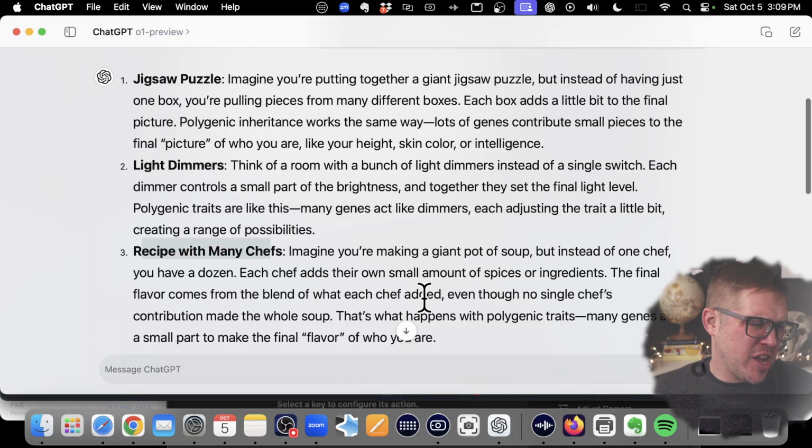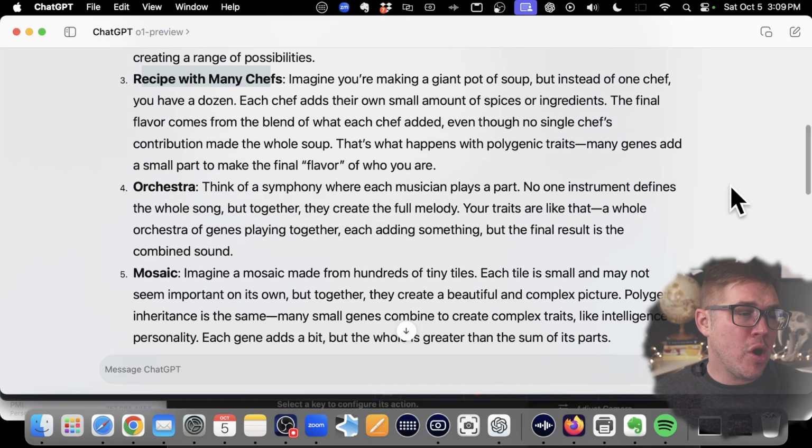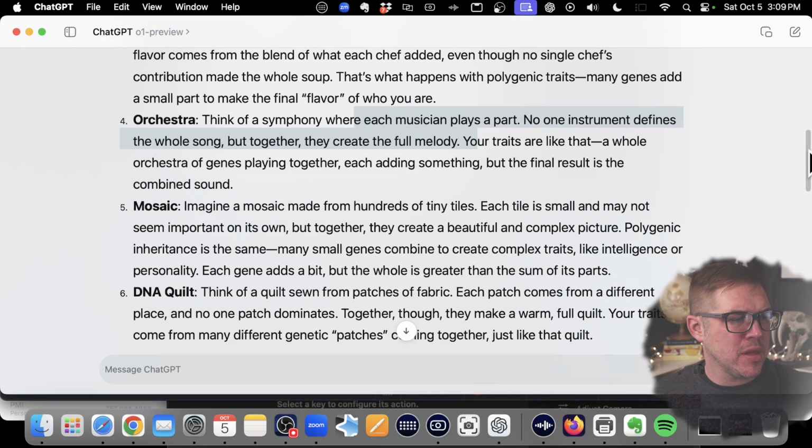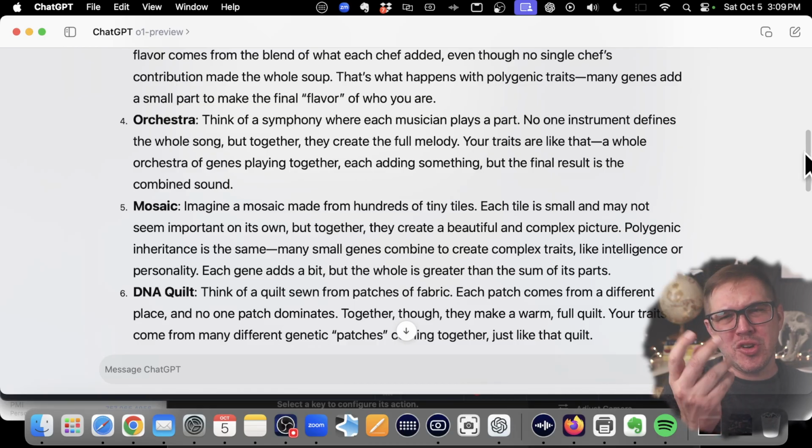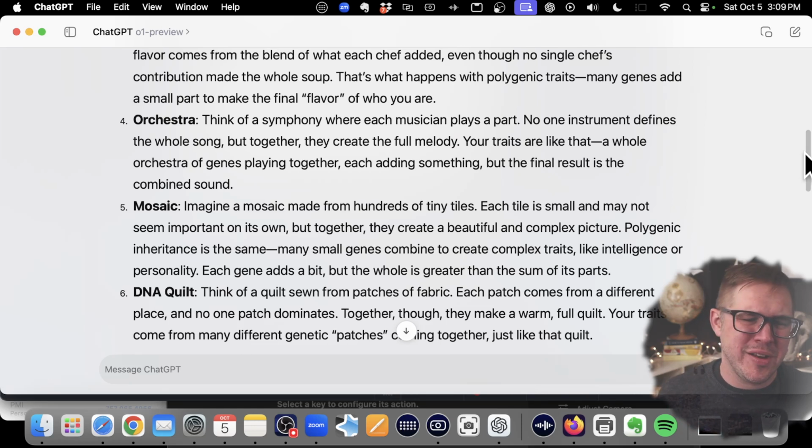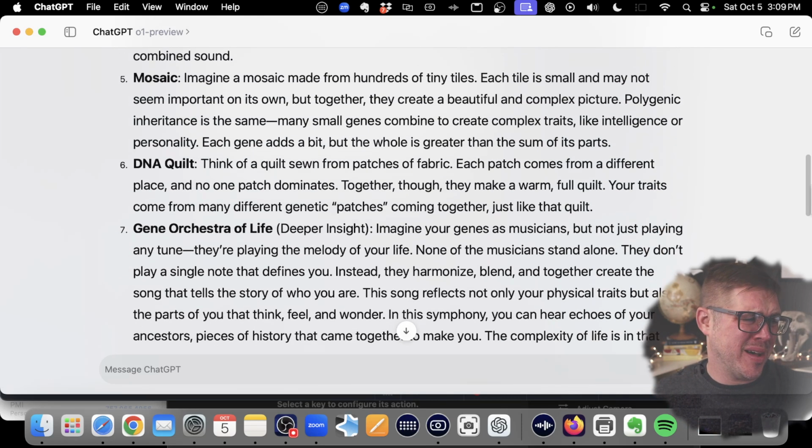A recipe with many chefs. Maybe orchestra. Oh, that's interesting. Each musician plays a part. That's not terrible. Mosaic. Yeah, okay, no, because then each gene is its own trait. Okay, the metaphor works in different ways. DNA quilt. Oh, come on now.